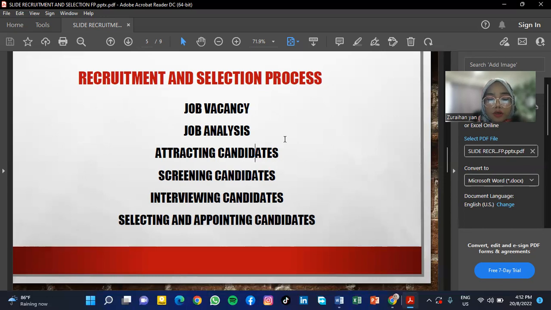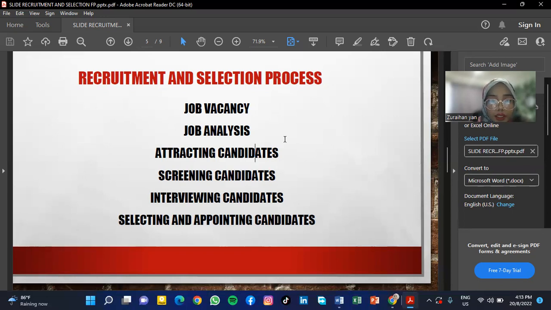Sources of external recruitment include websites, advertisements in newspapers, journals, and magazines, and then recruitment agencies, consultations, employment fairs, and seminars.